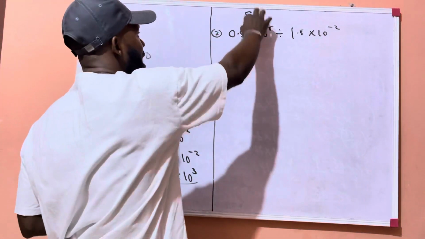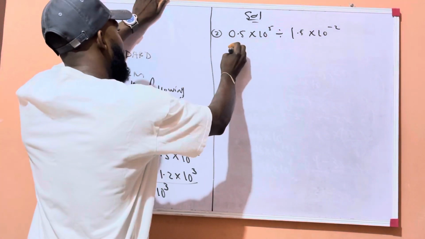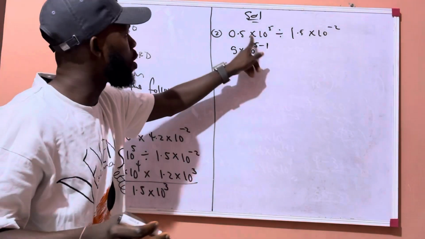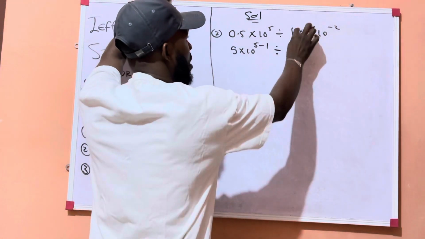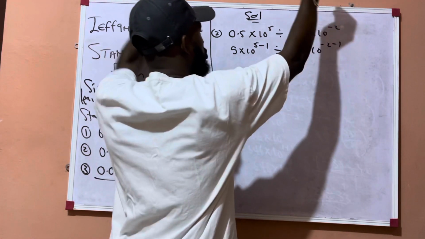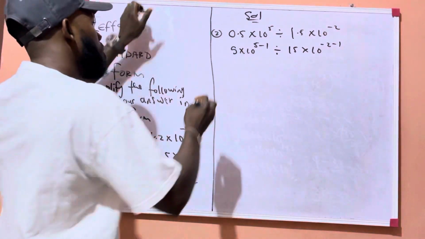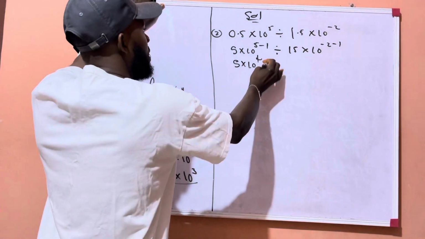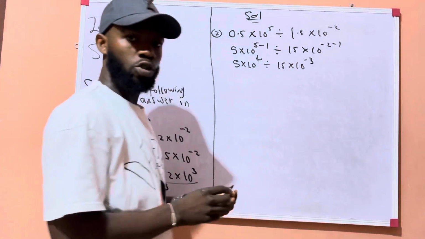Now it means my point has to move. If my point moves, it becomes 5 times 10 raised to the power of 5 minus 1. Now why did I minus 1? Because my point moved 1 time to the right. So divided by, what do I have now? If my point moves, it becomes 15 times 10 raised to the power of minus 2 minus 1. Because my point also moved 1 time to the right. So class, what do I have here? Here becomes 5 times 10 raised to the power of 5 minus 1, divided by 15 times 10 raised to the power of minus 2, minus 1.